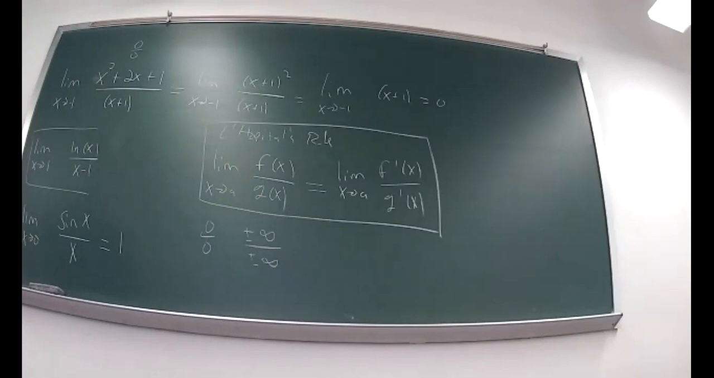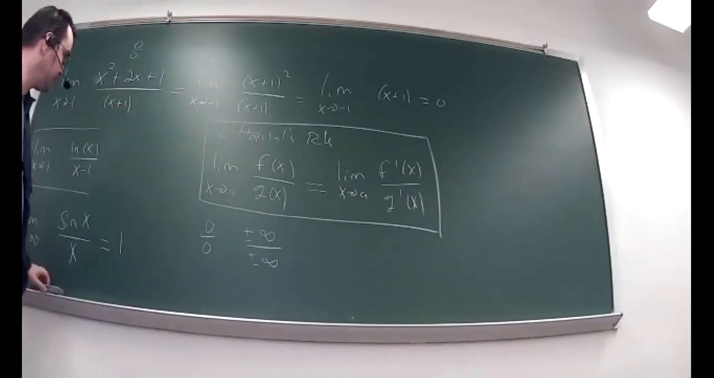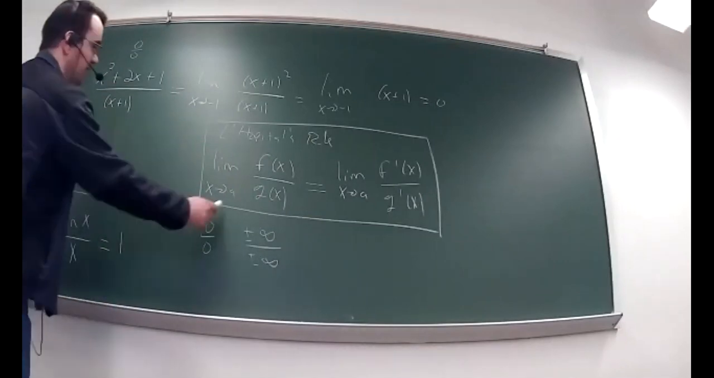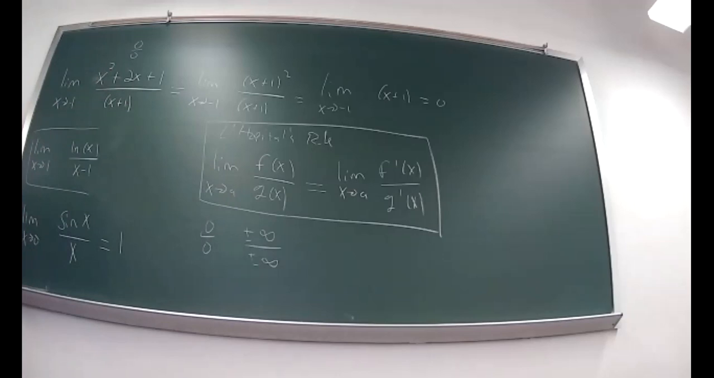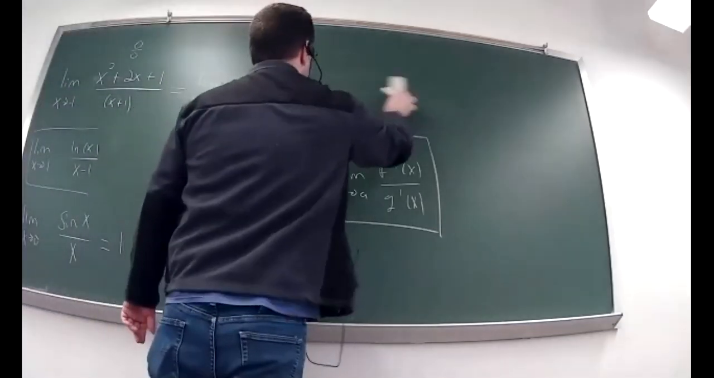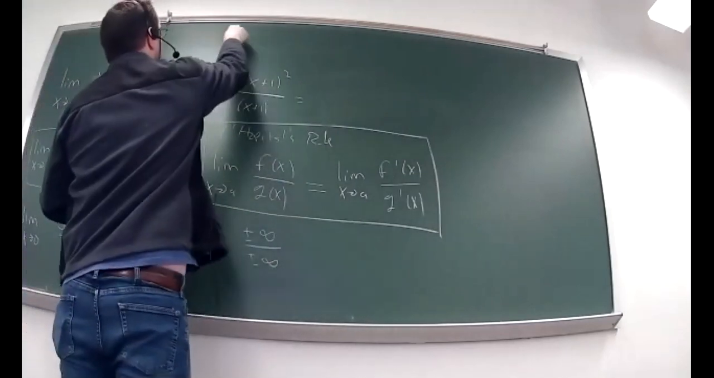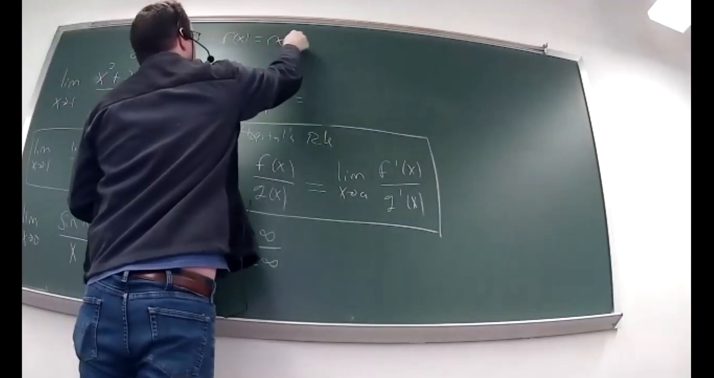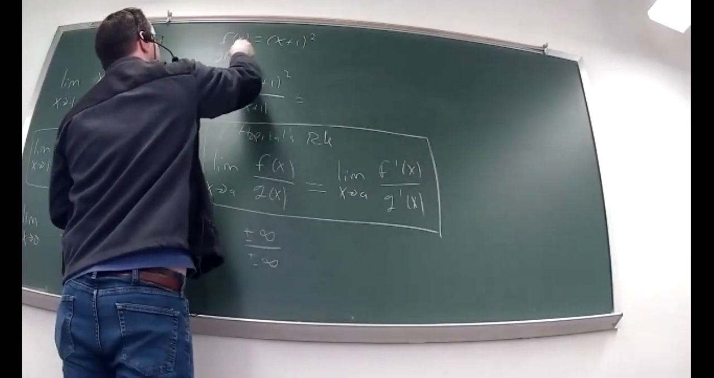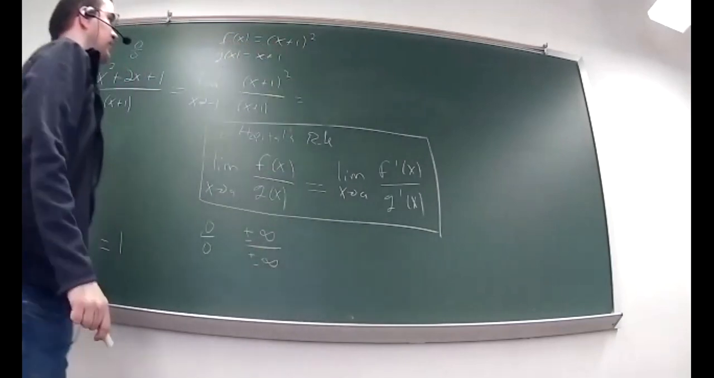But just as an example, let's look at this problem and then redo it using L'Hopital's rule. So in this example, I've got a equal to 1. I've got an indeterminate form of 0 over 0. And what I did was I rewrote it like this. You don't have to rewrite it to do L'Hopital's rule, but here my f of x is x plus 1 squared, my g of x is x plus 1.